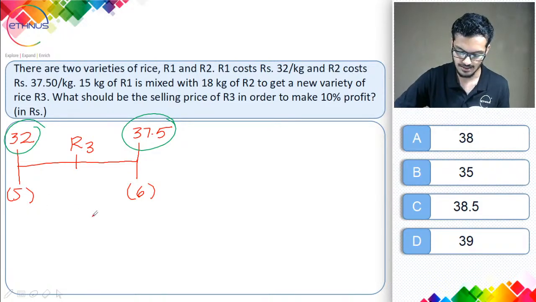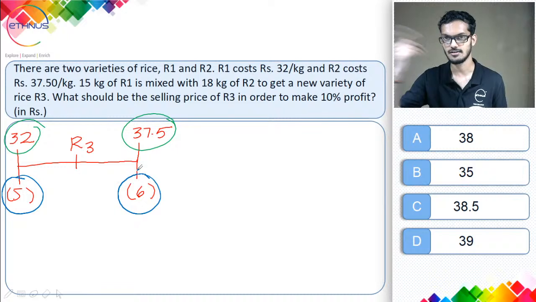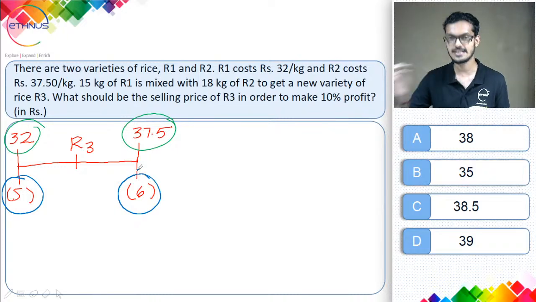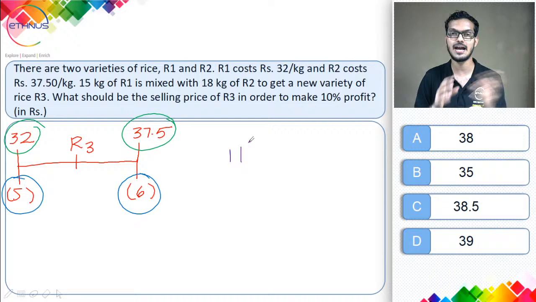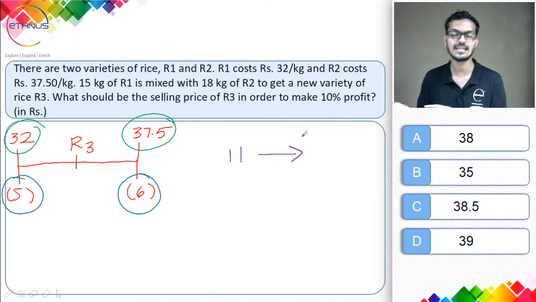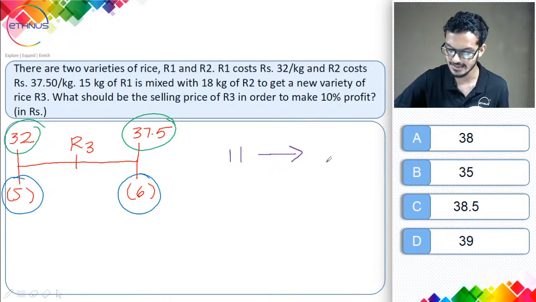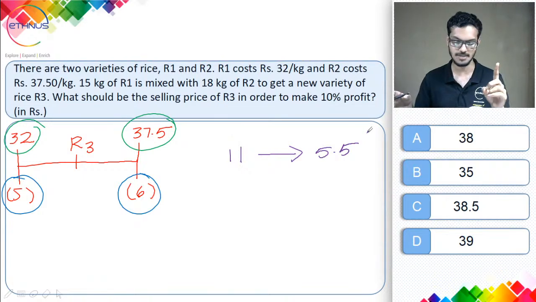Now next is to add these two values, the bottom 5 and 6. So 5 and 6, you need to add these two values. What do you get? 11. So we get 11, as well as the top difference of 5.5. Those two values I'll be writing here, 11, which I got by adding 5 and 6, corresponds to the difference between 37.5 and 32. What is the difference? It is 5.5.